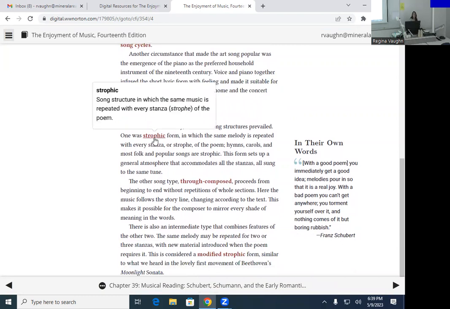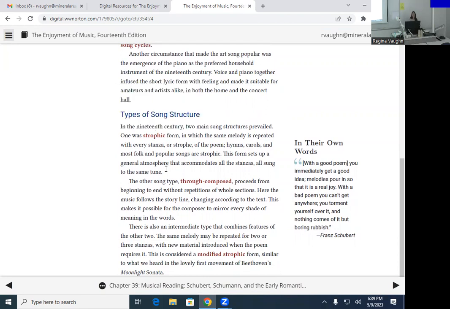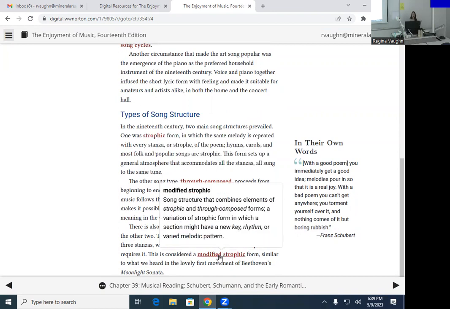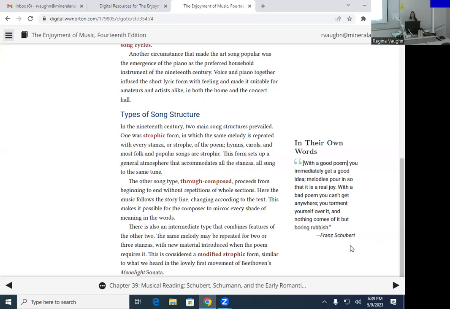We've talked before about strophic form, where every stanza is the same. And we talked before about through composed, where nothing is the same. It doesn't repeat anything. The modified strophic form is where a section may have a new key, rhythm, or varied melodic pattern, but it's still very similar to what had come before. So it's almost a theme and variations within the song itself.